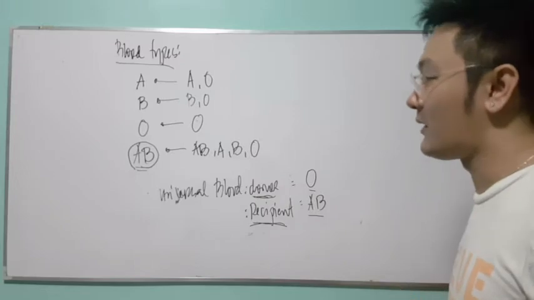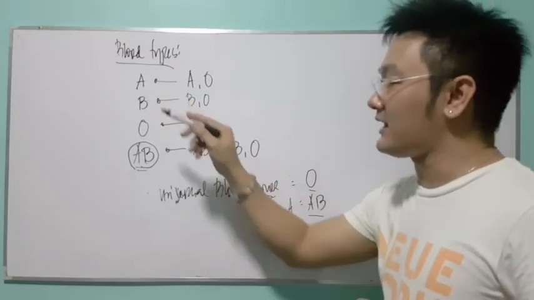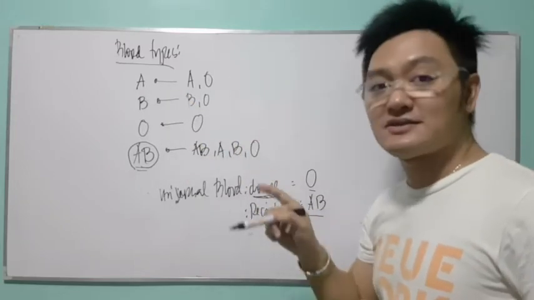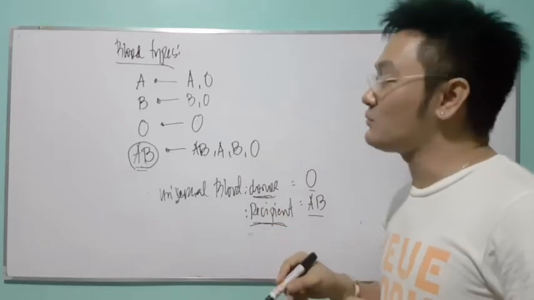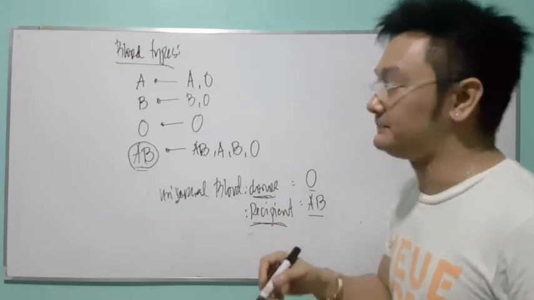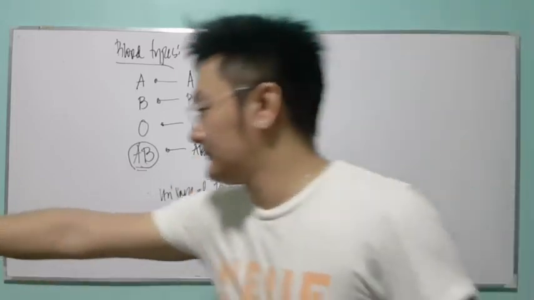Kasi minsan tinatanong, if the blood type of the patient is type A, type A blood contains what type of antigen? Contains what type of antibody? So, ganito yon. Erase ko muna.